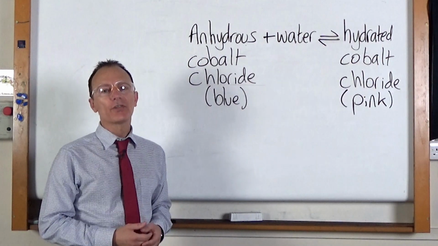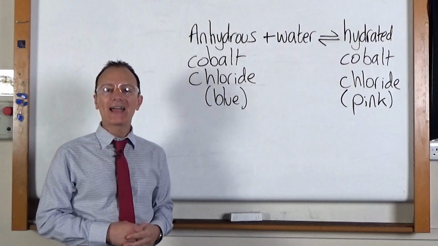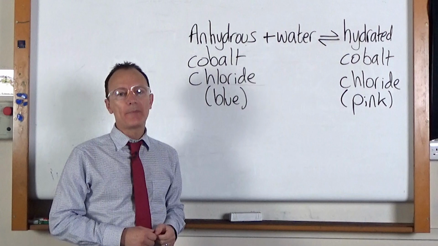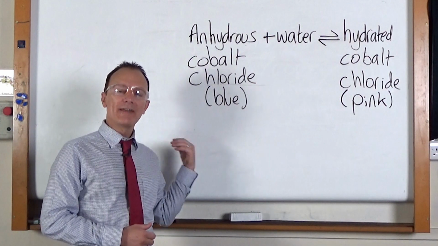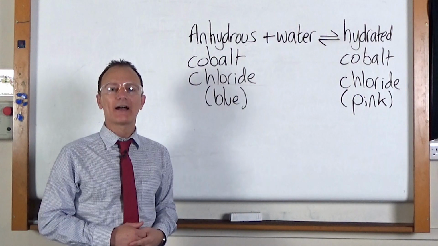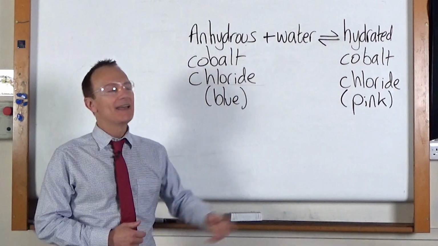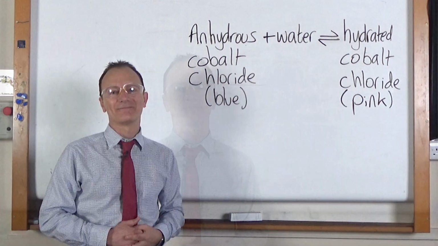Here's the equation for the reaction we've just seen. So we started out with the blue anhydrous cobalt chloride. It reacted with water to form the pink hydrated cobalt chloride. And we can get the reactants back again by drying it out in a desiccator, so that pink hydrated cobalt chloride changes back into the anhydrous blue cobalt chloride.